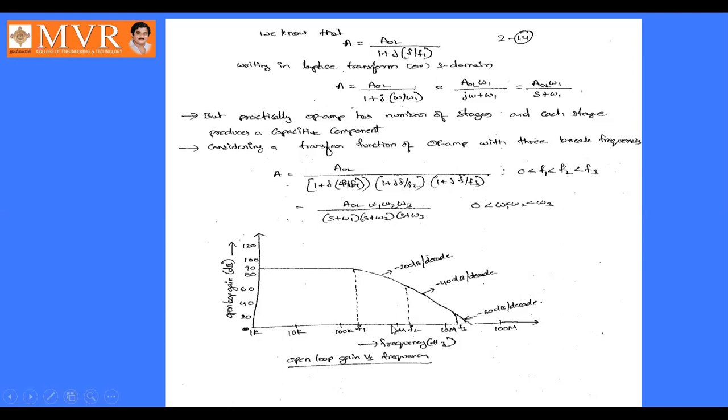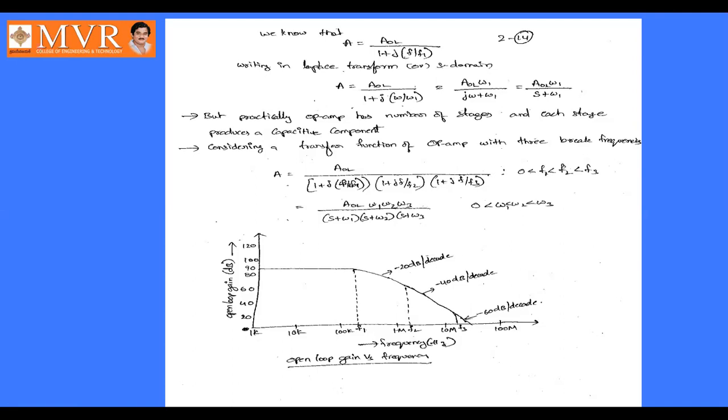Whereas after F1, the gain is going to decay. That means the gain is going to fall by minus 20 dB per decade. Decade here means for every factor of 10, for example 1k to 10k, from 100k to 1,100k. So for every decade the gain is going to decrease by 20 dB, minus 20 dB.